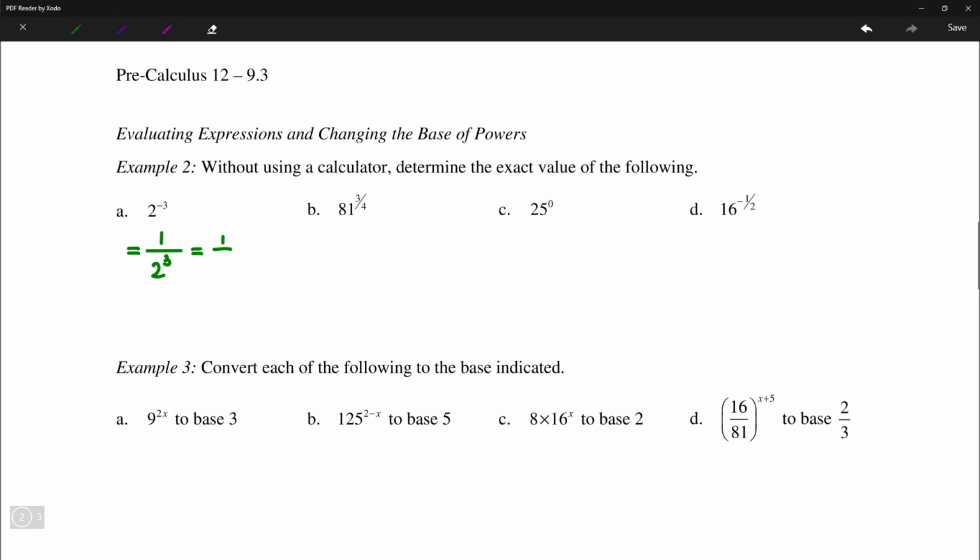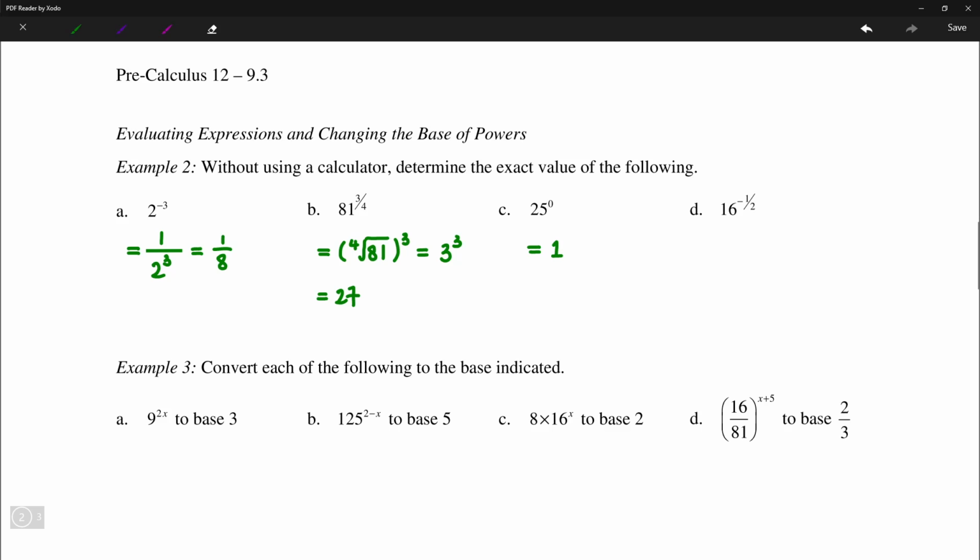So just like that. Second one, 81 to the 3/4 power, so that would be the 4th root of 81, and then cubed. So the 4th root of 81 is 3, so we just have 3 cubed, which is 27. Next up, we have 25 to the 0 power. Since 25 is not 0, raised to the 0 power gives us 1.